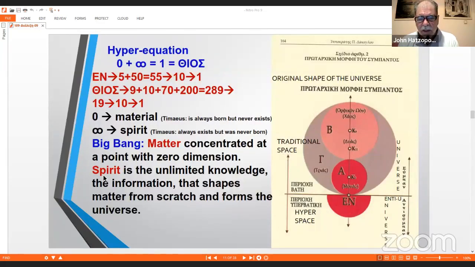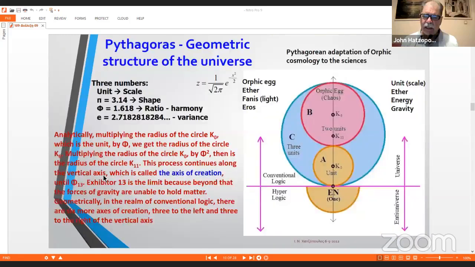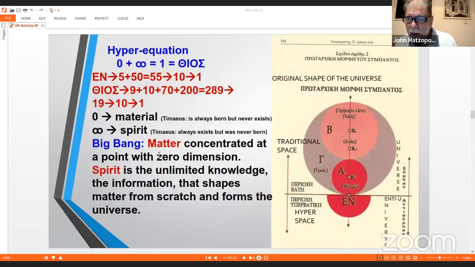Now this idea, which I just told you about, was developed by Hippokrates Dakoglou, a Greek civil engineer. You can see his name here, and he wrote a book about it. He wrote several books, actually, in this direction. He's also talking about Pythagoras, who had this equation: 0 plus infinite is equal to 1.